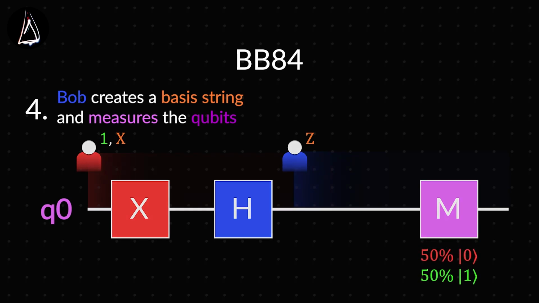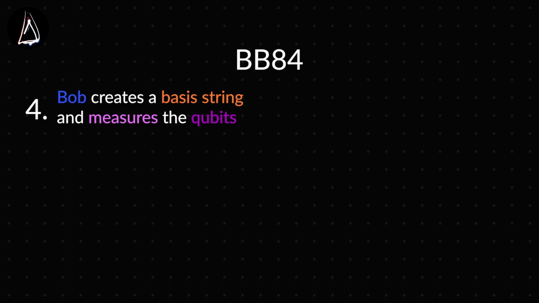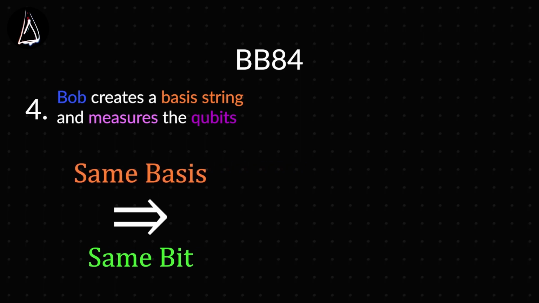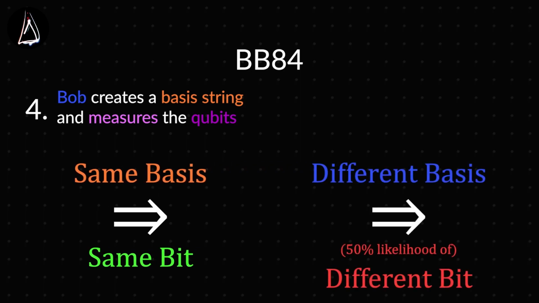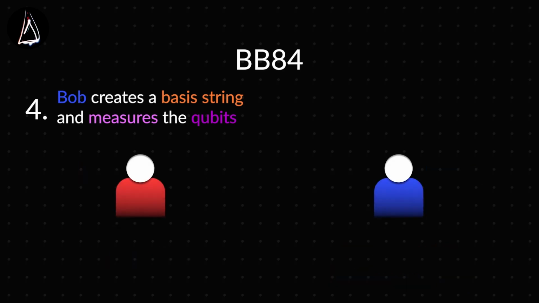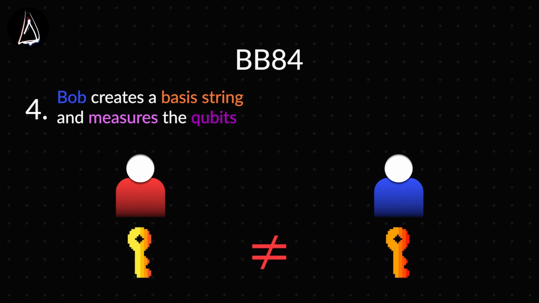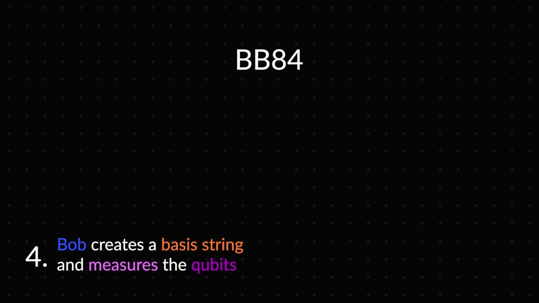This means that Alice and Bob are guaranteed to get the same bit when they use the same basis. However, due to superposition, when they choose opposite bases, they have a 50% chance of getting different bit values. Because of this, Alice and Bob will likely have different bit strings at the end of this step. But for symmetric encryption to work, they need identical keys.